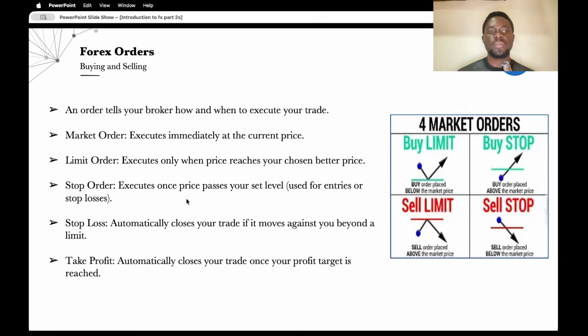Good. Let's go back. So I've explained all these four. The market order is immediate. The limit order executes only when price reaches your chosen better price. The stop order executes once price passes your set level. The stop loss order automatically closes your trade if it moves against you beyond the limit. You understand?